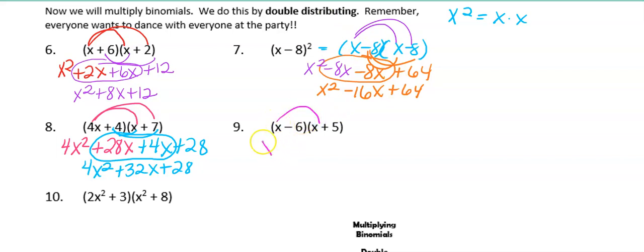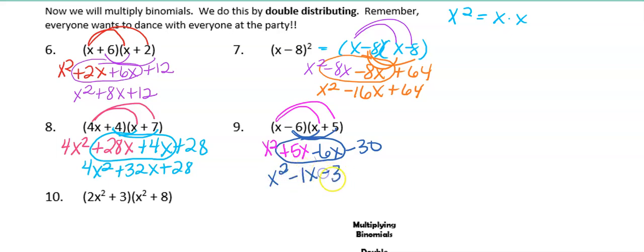X times x is x squared. X times 5 is 5x. Then we're going to go to our next one. Negative 6 dances with x, and that gives me a negative 6x. Negative 6 dances with 5, and that gives me a negative 30. Combine my like terms, which are those two middle terms. Same last name, and I'm left with x squared minus 1x minus 30. And we are not going to worry about that last one.